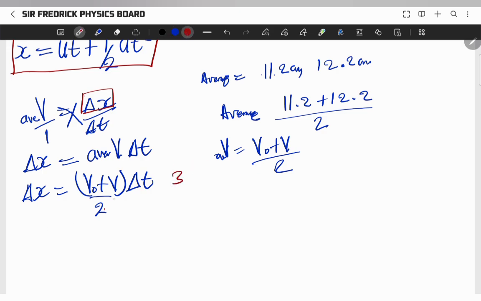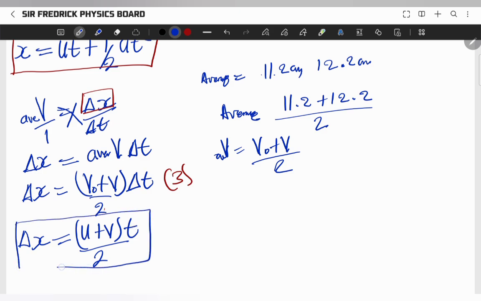If you want, you can express this equation in this form. We don't care when you do that. So where there's v naught, you can put u plus final velocity over 2 times time. This will still be the same expression.